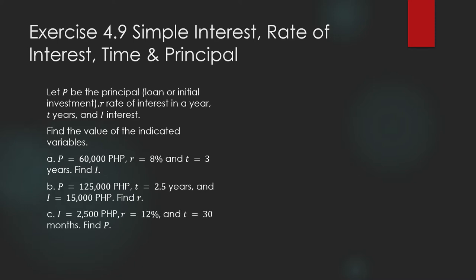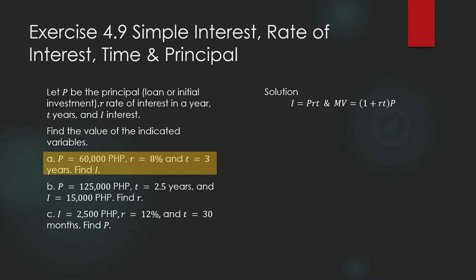Let us solve letter A. We are given a principal. It can be a loan. It can be an initial investment. A principal that is worth 60,000 pesos. The interest rate is 8% a year and T is 3 years. Find the interest.